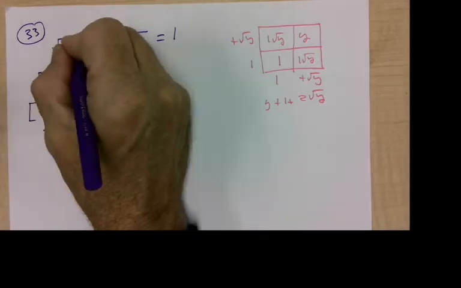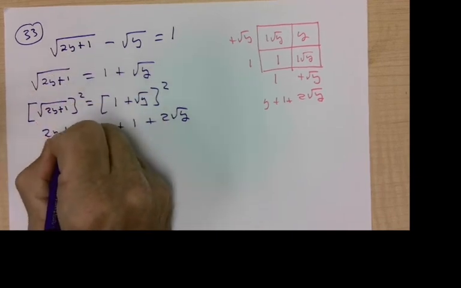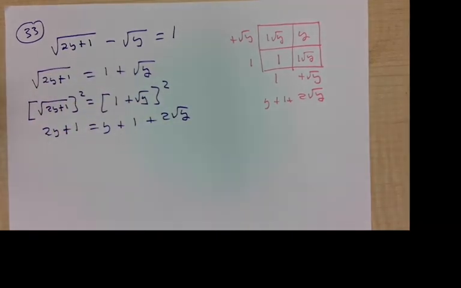And I miscopied the question. Let's fix it. It's the square root of 2y plus 1. Because if I hadn't fixed it, I recognize immediately I'd have no solution. So I apologize for miscopying it.